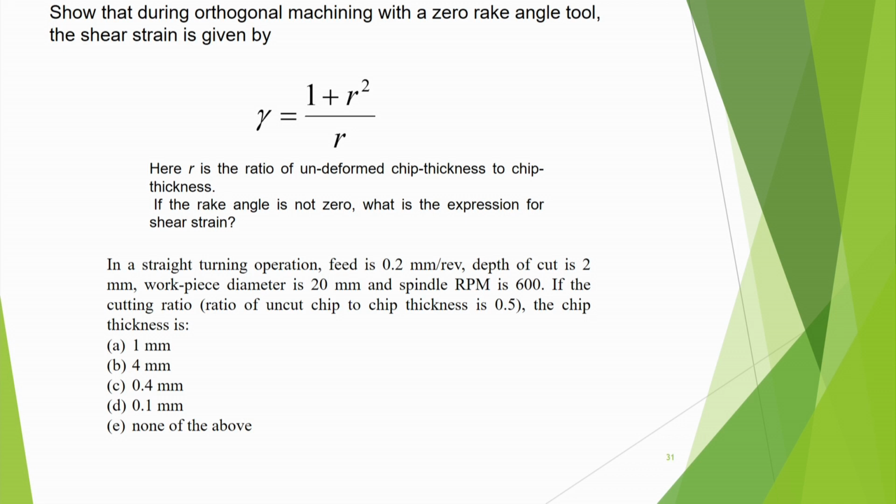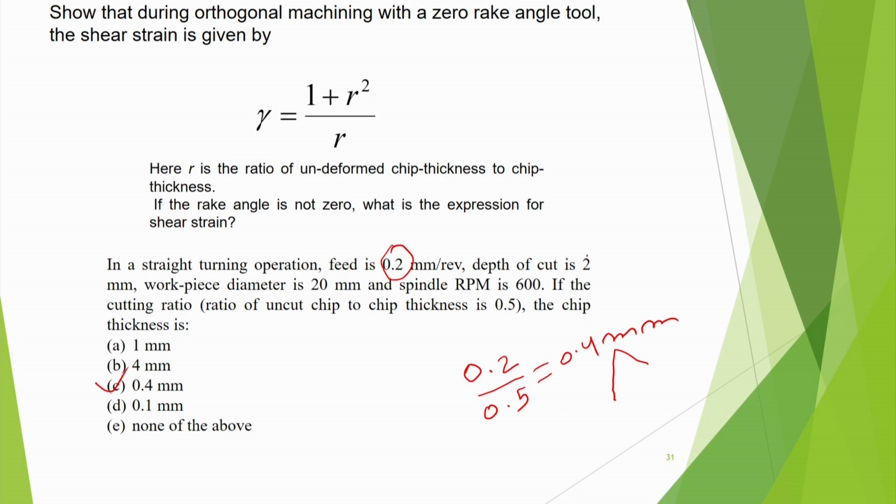Straight turning means the side cutting edge angle is 0, so it is cutting like this. In that case, as we have already understood, the chip thickness is the uncut chip thickness divided by 0.5, and the uncut chip thickness will be equal to the feed, 0.2. So 0.2 divided by 0.5, how much will this be? It will be 0.4 mm. So this option will be correct, 0.4 mm.